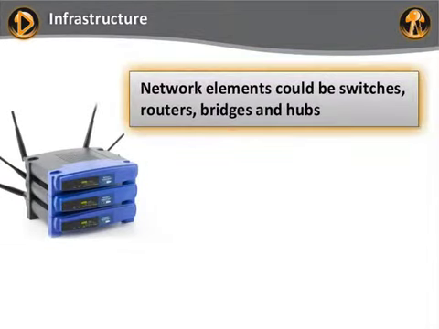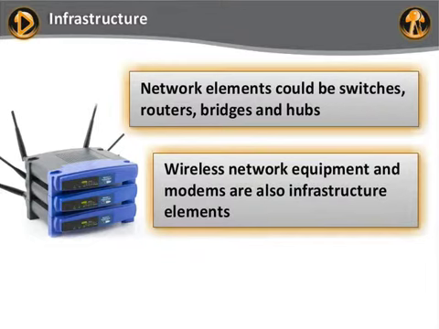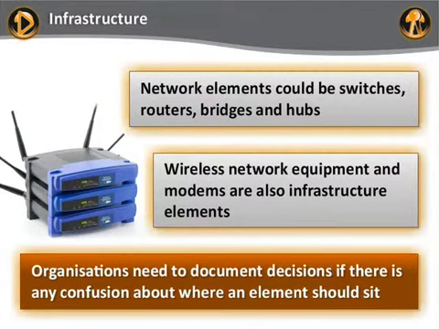Common infrastructure elements include switches, routers, bridges, and hubs. Wireless network equipment and modems would also be classed as infrastructure elements from an OBASHI perspective. If there is any confusion about which layer a piece of equipment should sit within, the organization needs to make a decision, then document it and communicate it to all stakeholders involved in the OBASHI project.